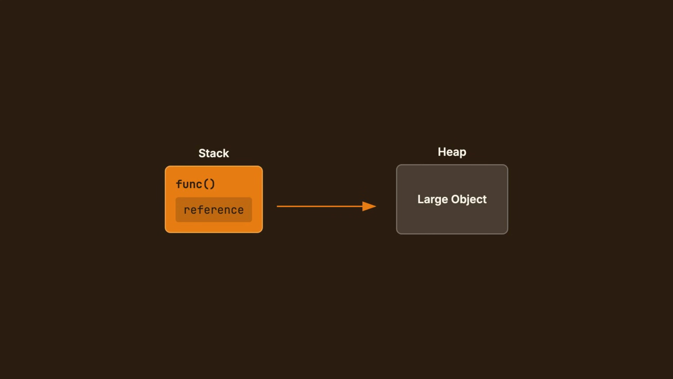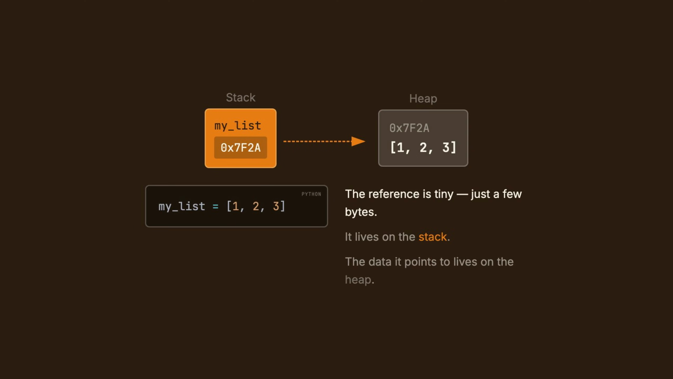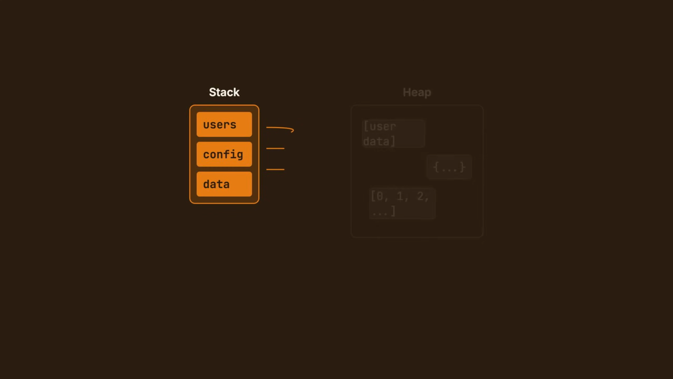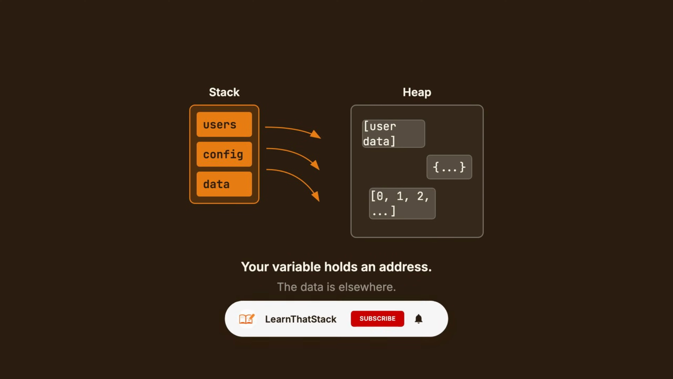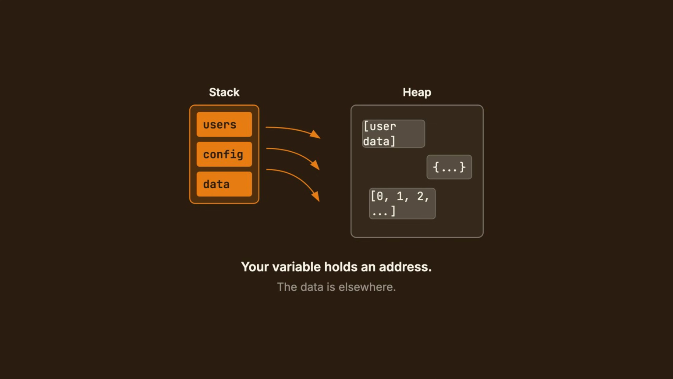But if heap data lives somewhere in this large pool, how do you access it? Through a reference, an address that tells you where the data lives. The reference is tiny, just a few bytes. It lives on the stack. The data it points to lives on the heap. When you write mylist equals a list, the variable doesn't contain the list. It contains the address of the list. This is the mental model you need. Your variable holds an address. The data is elsewhere. And this explains one of the most common reasons for confusion.